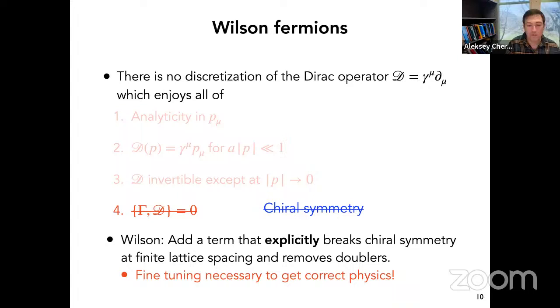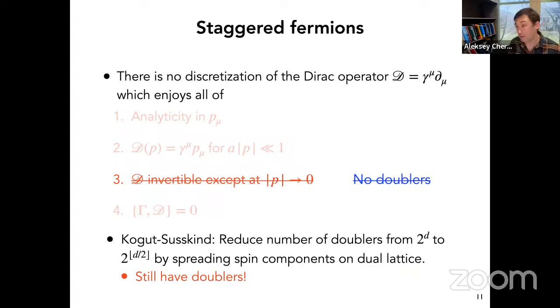Right. Sure. So another popular approach is staggered fermions, which are sometimes called Kogut-Suskind fermions. They have other names. Other people have been involved in their development, of course. With Kogut-Suskind fermions, you get three of the things that you want, but not the one involving doublers. In the Kogut-Suskind approach, you reduce the number of doublers from 2 to the d to a smaller number. But that number is not 1 unless the space-time dimension is 1. So you still have doublers. Now, how much of a problem this is depends on what your target theory is, what you want to actually study. But it doesn't give you exactly what you want still.